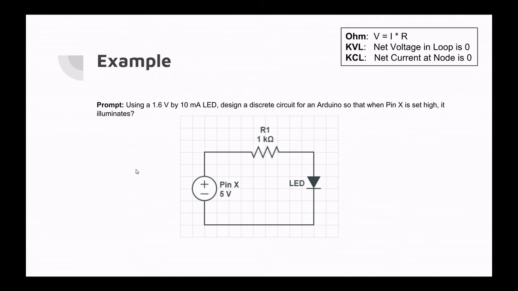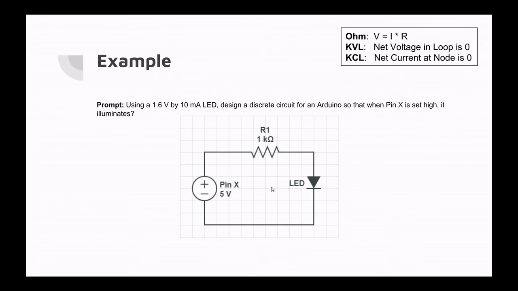I went ahead and added our equations to the top right. Typically when doing circuits like this, there are a lot of different approaches, but we'll start with what we're given and work outwards from there. Starting off, we know from KCL that because there are no branches or nodes in this circuit, the current is the same through all components. We need to get 10 milliamps in the LED. Hence, there's 10 milliamps traveling through pin X as well as through resistor 1.